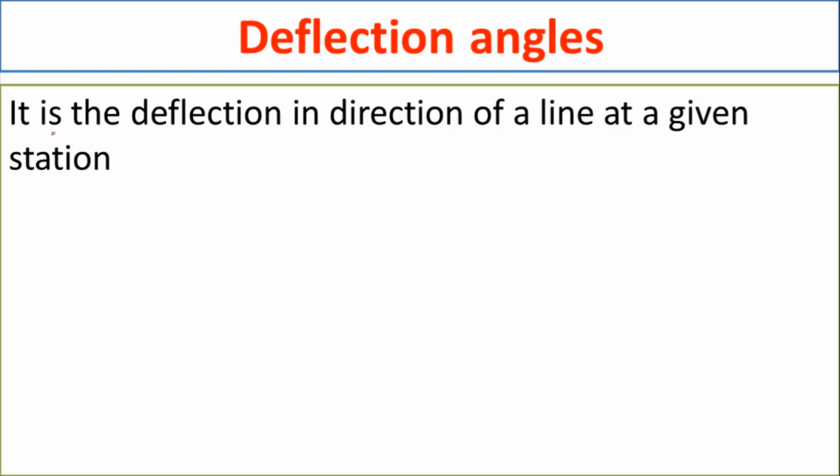So what is the deflection angle? It is the deflection in direction of a line at a given station. Suppose there are two lines like this, AB and BC. Actually, the direction of the line AB is this one. But at station B, there is some deflection in the line BC. This deflection is called the deflection angle.